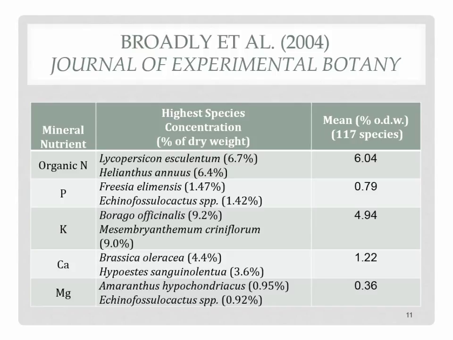Borage is listed in some of the texts as being a dynamic accumulator. If you're interested in potassium, the mean was around 4.9%. Borage was the highest at 9.2%. Again, I don't know exactly how far away from the mean that is, but a pretty drastic difference. Of course, there are species variations, and again, these were under controlled conditions.